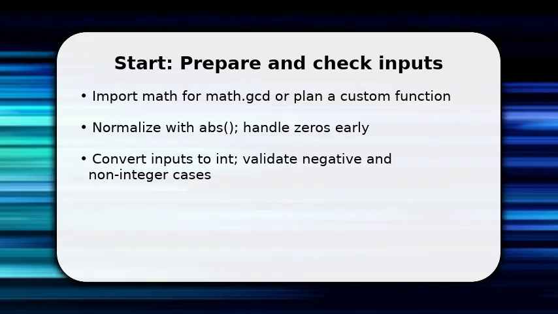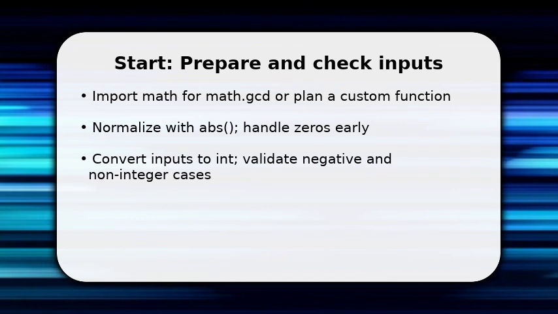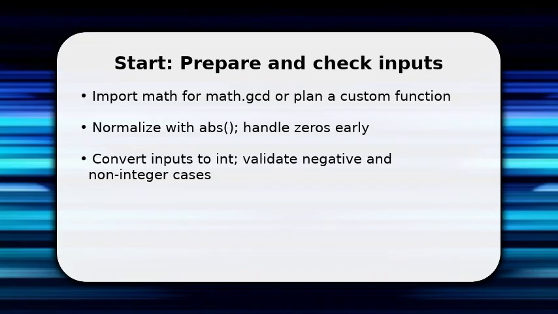Once done, decide whether to call math.gcd(a, b) for simplicity, or proceed to implement the iterative steps below for clarity and control. You now implement the core, the Euclidean loop. Start with a = abs(a), b = abs(b).